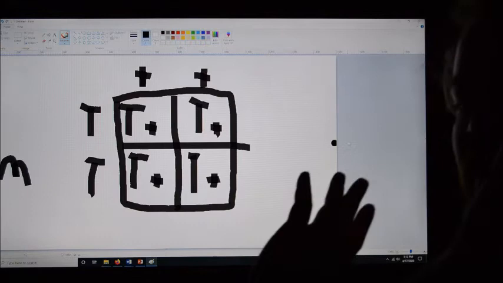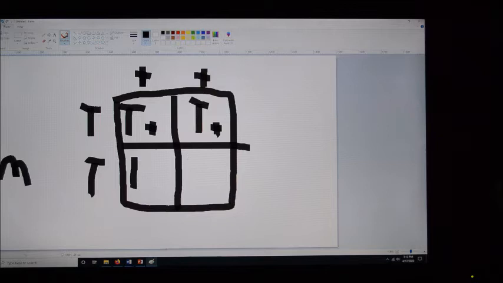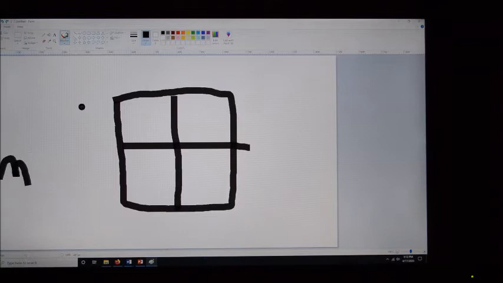Now, what if we take two individuals from this and breed those with one another? Let's just back it straight on up here. Well, that would mean that the mom has a big T and a little T, and the dad has... Oh, wait. Hang on. I totally messed that up.